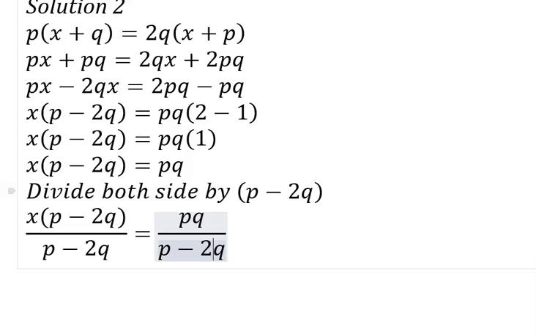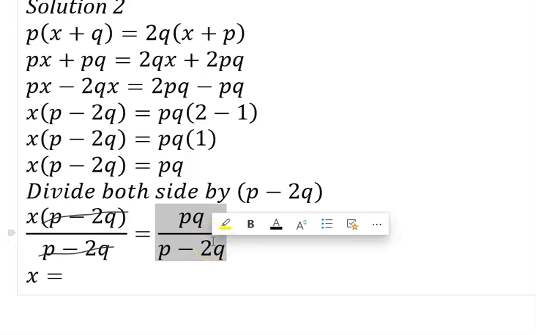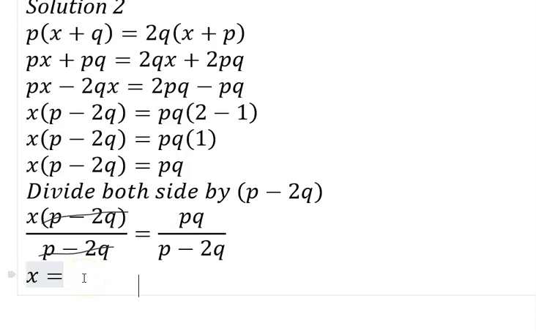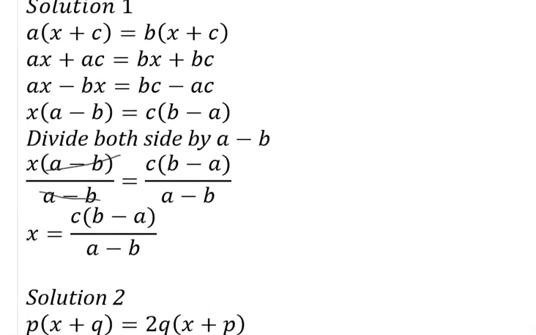Awesome. So with that, P minus 2Q can cancel out P minus 2Q so that our X can stand alone. That's our aim. After factorizing, our X can stand alone. So our result can now be PQ over P minus 2Q. Awesome. So our X is already standing alone. Very easy. Let's go straight to the last question.